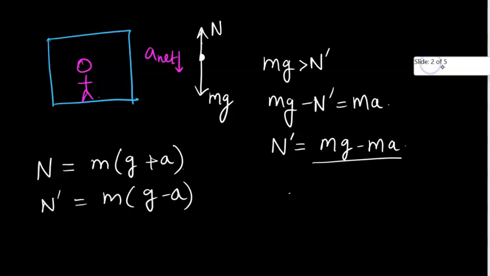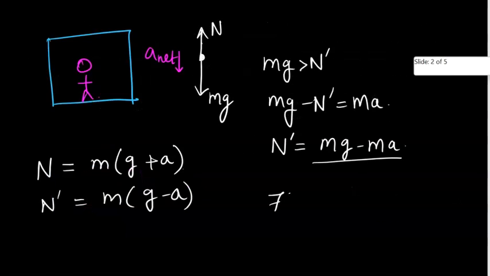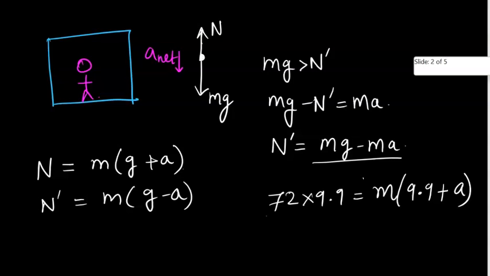N is equal to... N is given to be 72 kg. So 72 into 9.9, since the g value is 9.9, mass we don't know. This is 9.9 plus a.